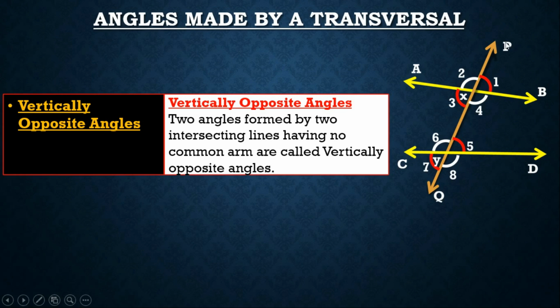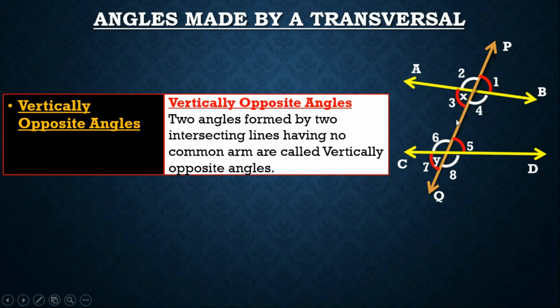If we consider angle AXP and angle PXB, then angle AXP and angle PXB have a common vertex and they have a common arm. But for vertically opposite angles, we should not get a common arm, and hence angle AXP and angle BXY are vertically opposite angles. In a similar way, angle PXB and angle YXA is one more pair of vertically opposite angles. So angle 2 is vertically opposite to angle 4 and angle 1 is vertically opposite to angle 3.